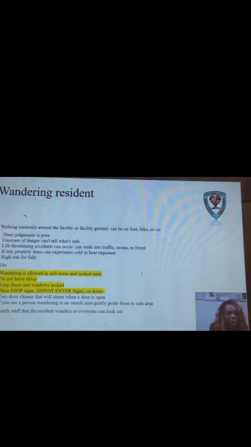If you see a person that's wandering in an unsafe area, you gently want to take them back to a safe area. And it's also a good idea to notify your staff members and other staff members when you have a resident that wanders. That way you have several eyes looking out for this resident.